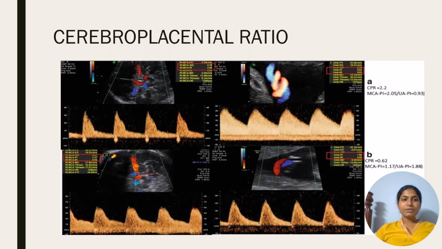So now we know something called CPR. They will tell CPR reversal, CPR is abnormal. So what is that? Cerebro, that is MCA PI, divided by placental, that is umbilical artery PI, gives rise to something called the cerebroplacental ratio. So if the cerebroplacental ratio falls less than the 5th percentile, then also it is pathological.